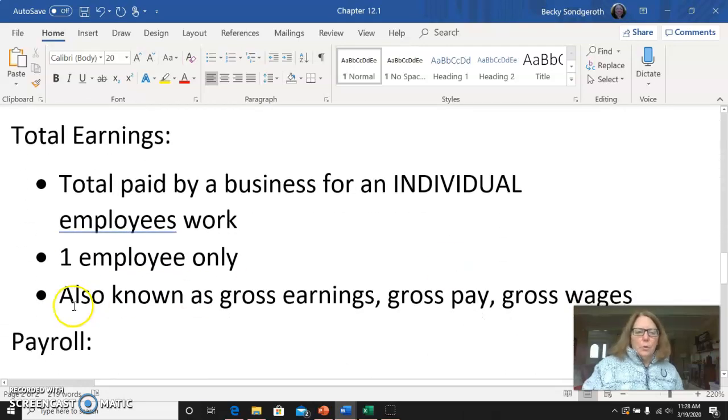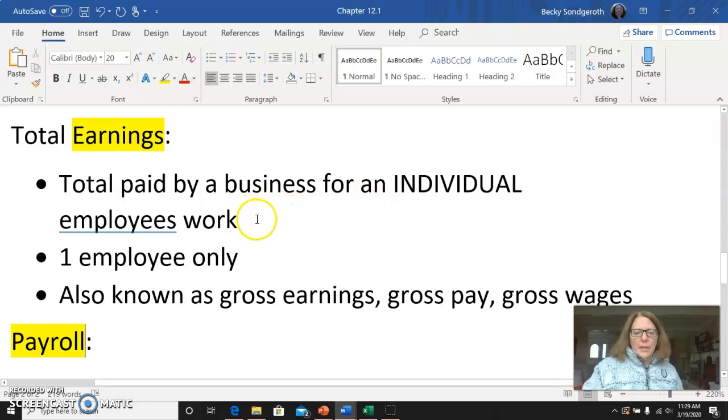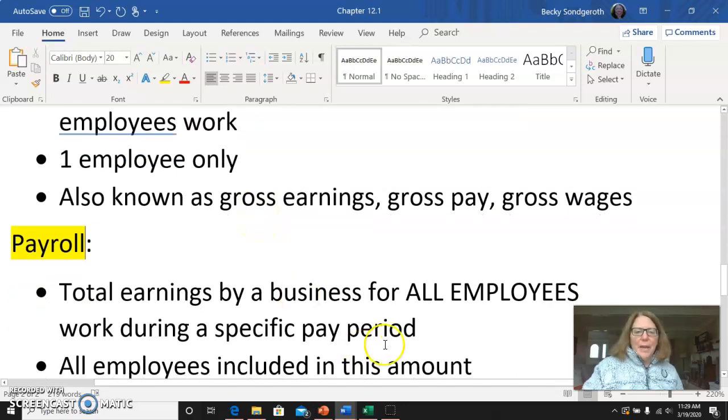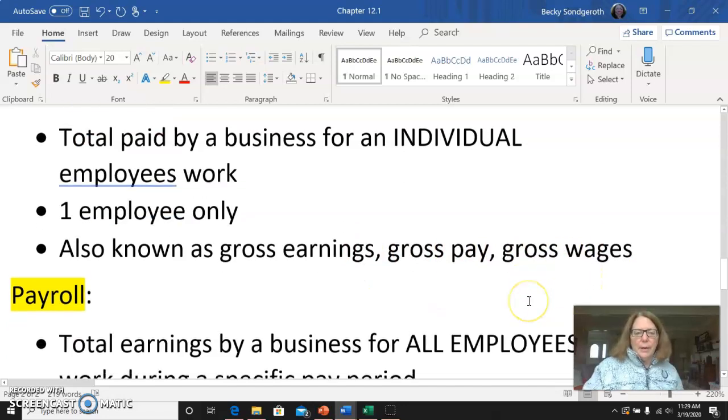Then we have total earnings versus payroll. Earnings versus payroll is kind of the key here. Earnings is just for an individual for a particular pay period, whereas payroll is all employees, okay? So earnings is the amount that's paid to an individual, one employee only, and it's also called gross earnings, gross pay, gross wages. You'll see it that way in problems. I'll refer to it that way.